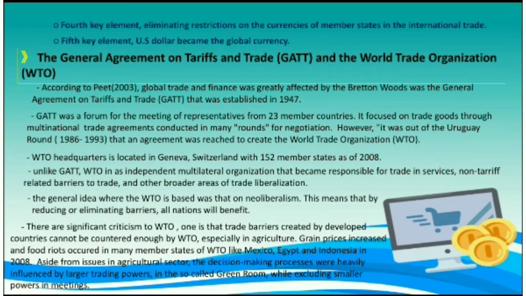One is that trade barriers created by developed countries cannot be countered enough by the WTO, especially in agriculture. Grain prices increased and food riots occurred in many member states of the WTO like Mexico, Egypt, and Indonesia in 2008. Aside from the issues in the agricultural sector, decision-making processes were heavily influenced by larger trading powers in the so-called green room, while excluding smaller powers in meetings.